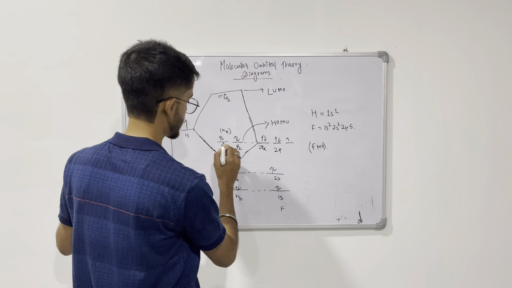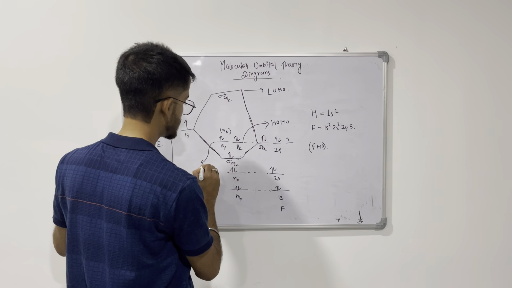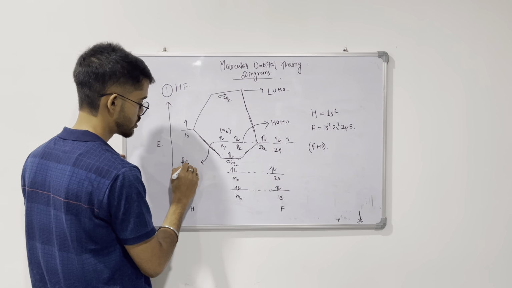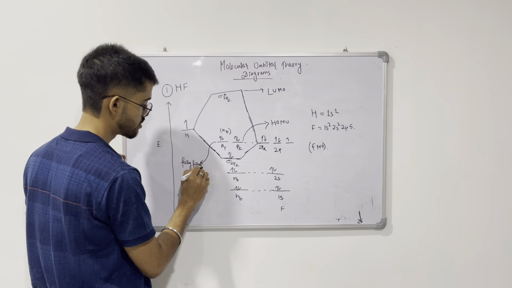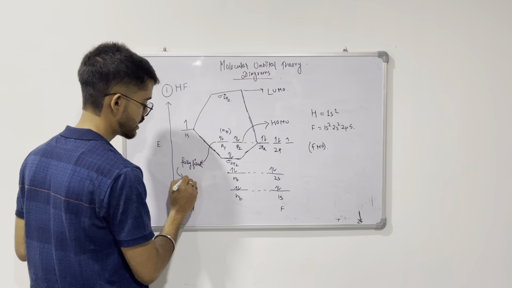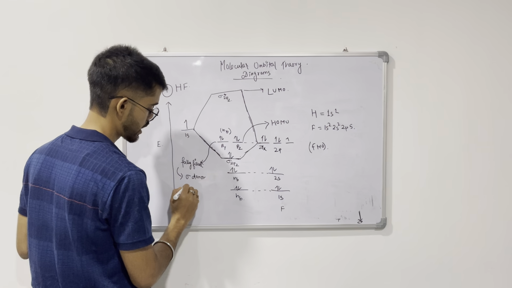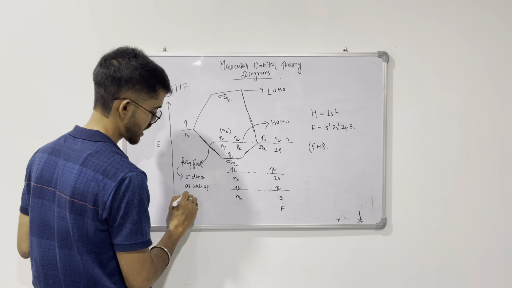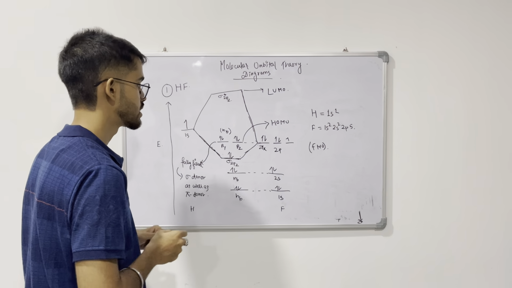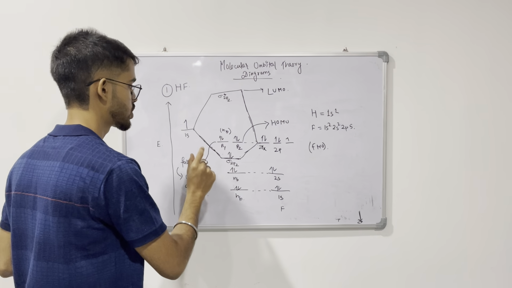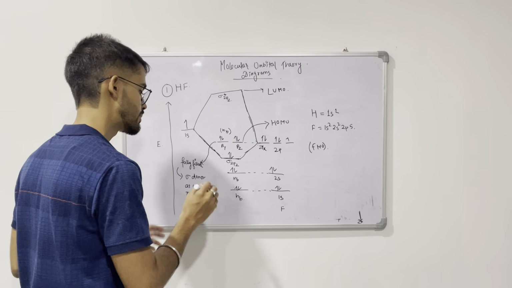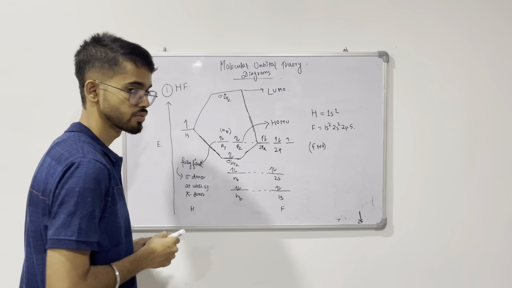So another thing, if the HOMO is in two degenerate orbitals and if it is fully filled, then it will be a good sigma donor as well as pi donor. So if the HOMO is in two degenerate orbitals and both orbitals are fully filled, what do we call it? A good sigma donor as well as pi donor. So HF is a good sigma as well as pi donor.